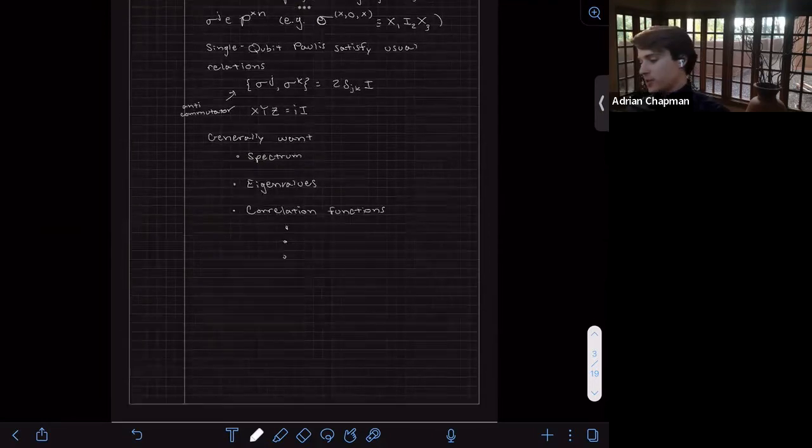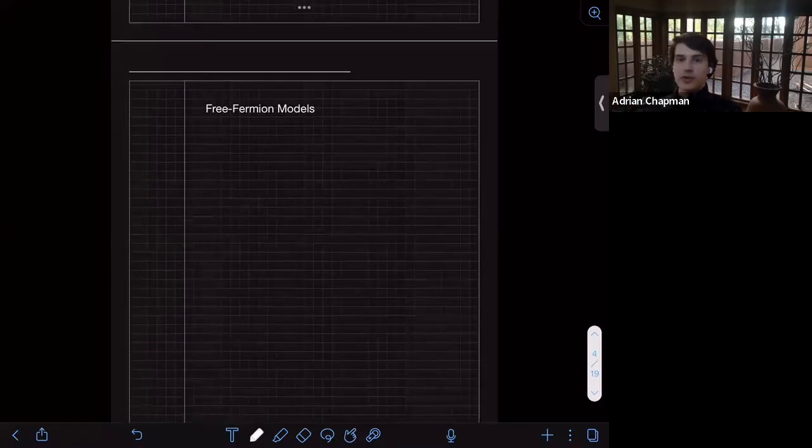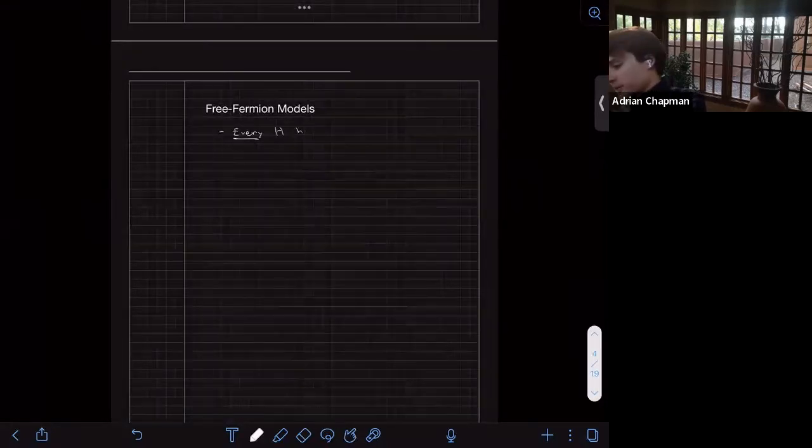Okay, so now I'm going to speak about a special subset of Hamiltonians called free fermion models. I'm going to define these generally. A free fermion model is a method for understanding certain properties of the spectrum. It's a guarantee on the spectral structure of the Hamiltonian. So consider the fact that every Hamiltonian has a particular diagonal form.